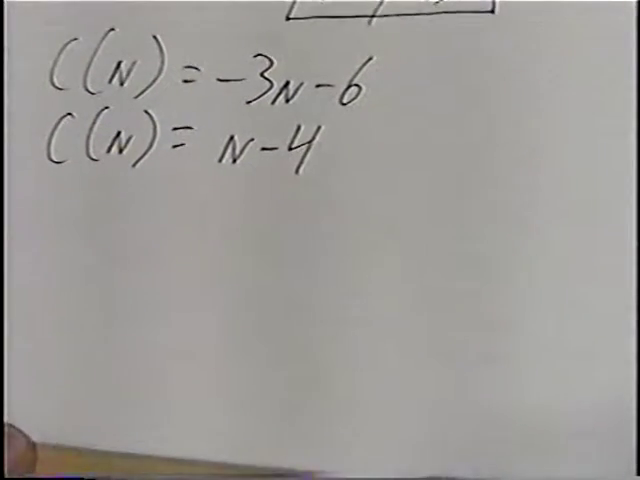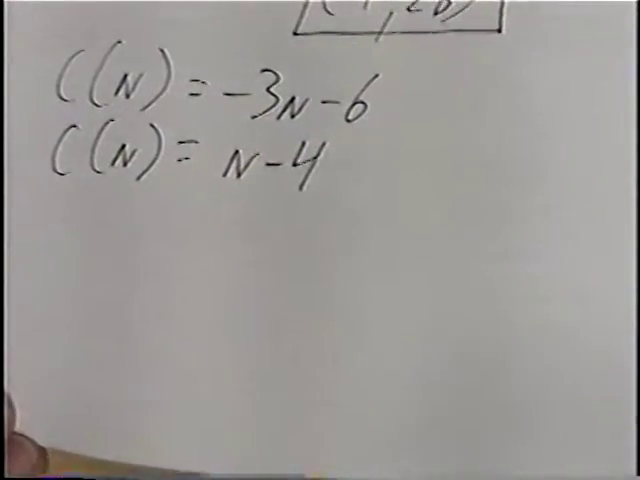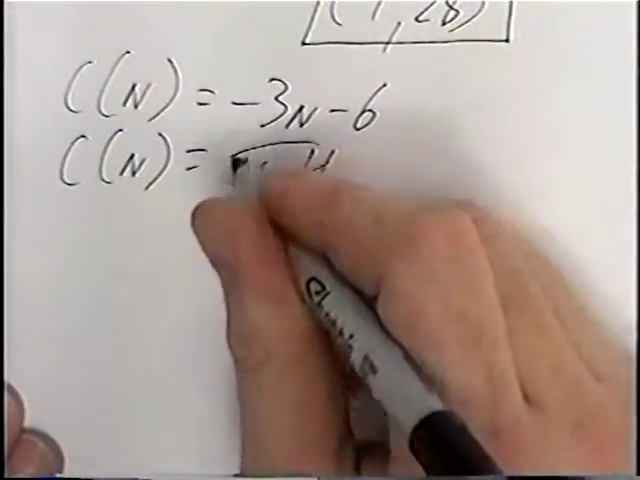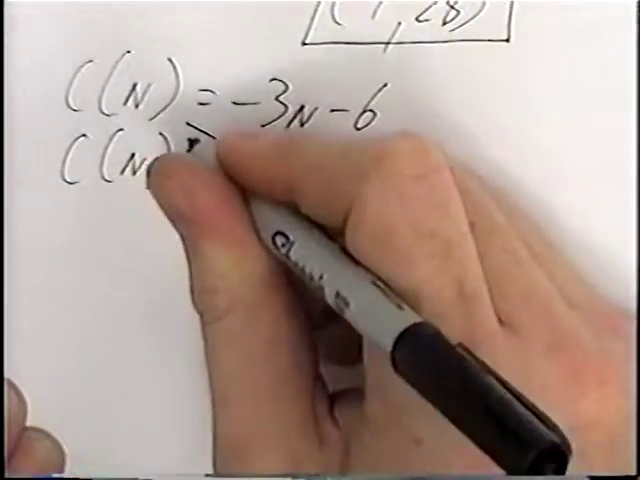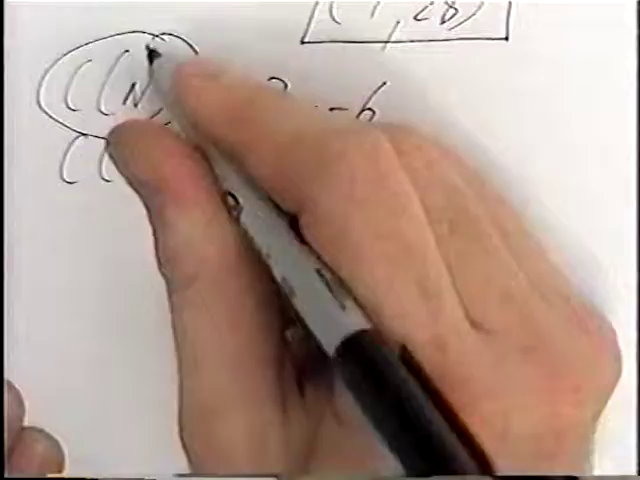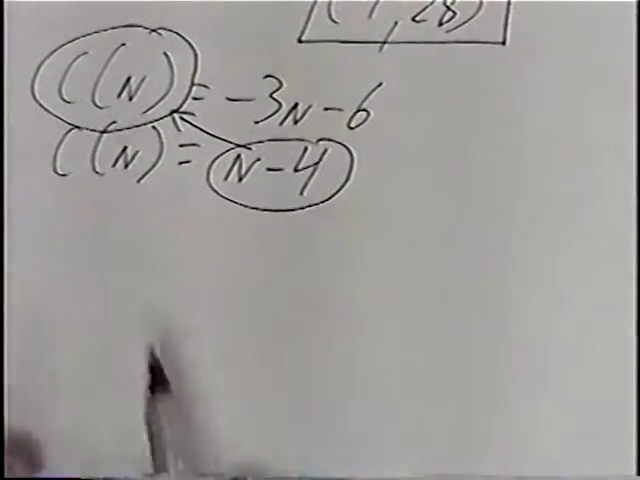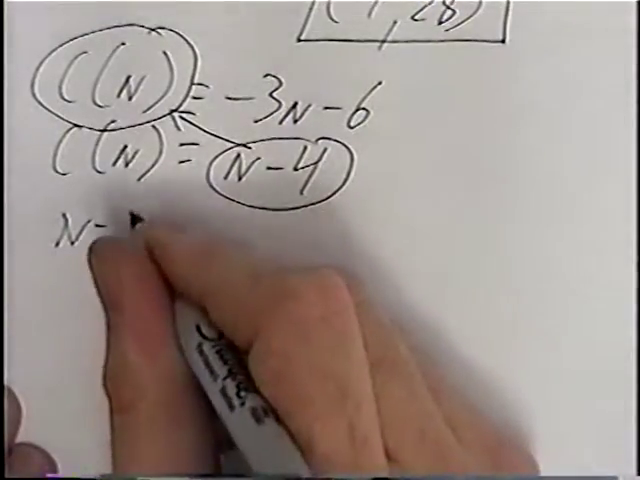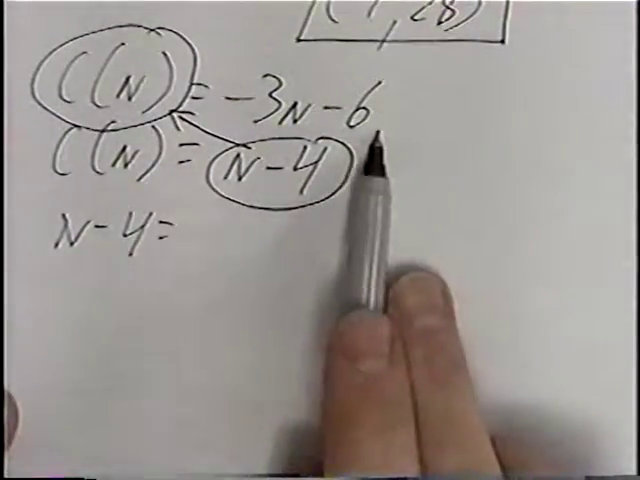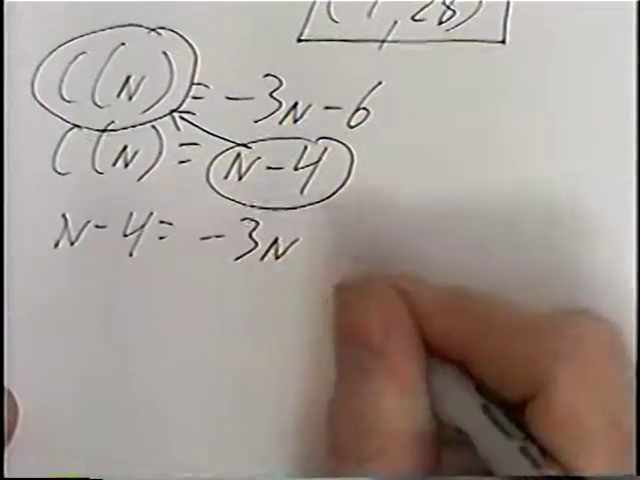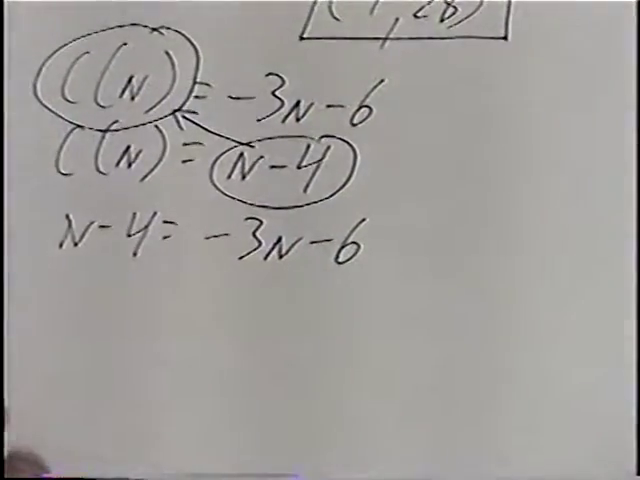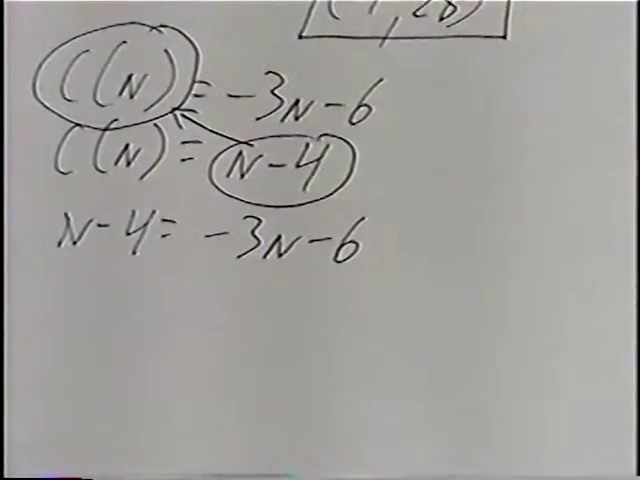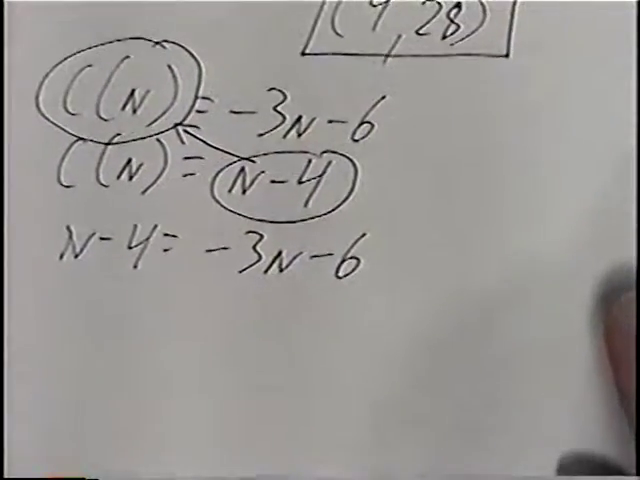Solving by substitution again, we can take the second equation, c of n equals n minus 4, and take the n minus 4 and substitute for the c of n. And again, instead of c of n, we can rewrite using n minus 4, and that equals the second part of the equation, negative 3n minus 6. By substituting n minus 4, now we have a single variable n that we can solve for to get the answers to the equation.